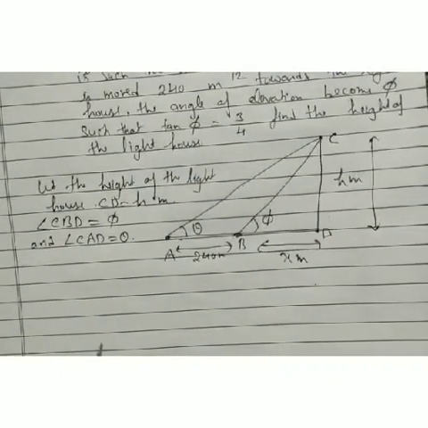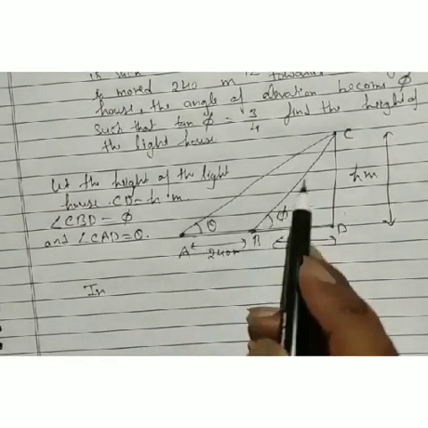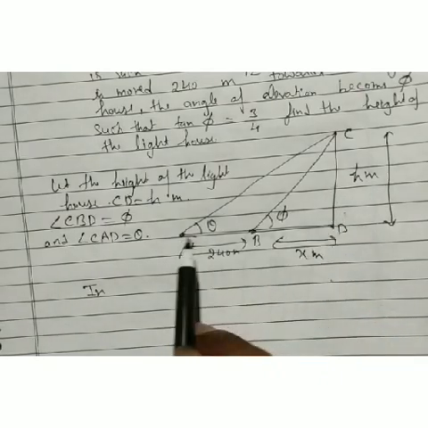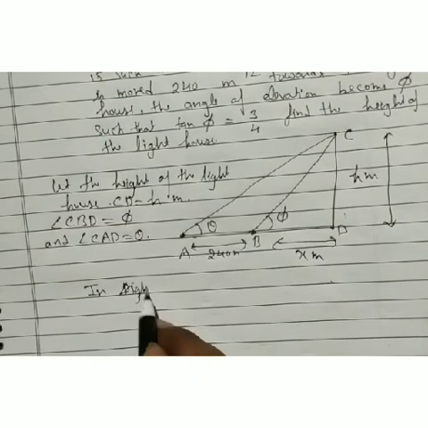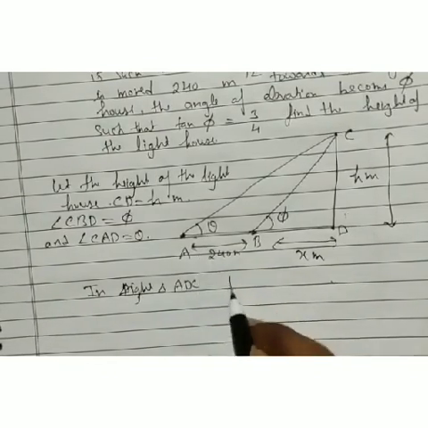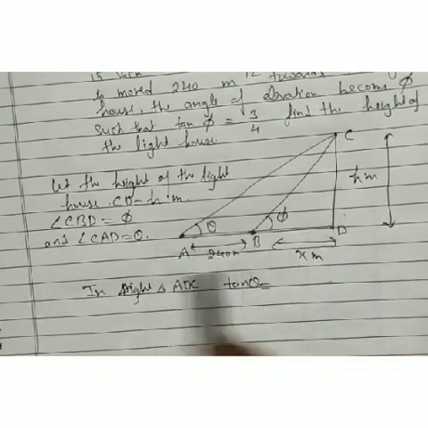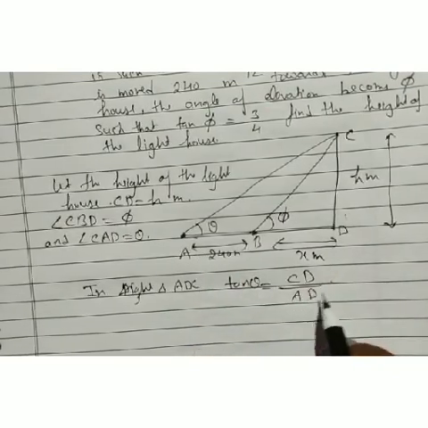We are going to take first the complete angle ADC, in right triangle ADC. What we have, this is our elevation angle. Then we have tan theta. Tan theta is perpendicular to the height, so we have CD upon AD.